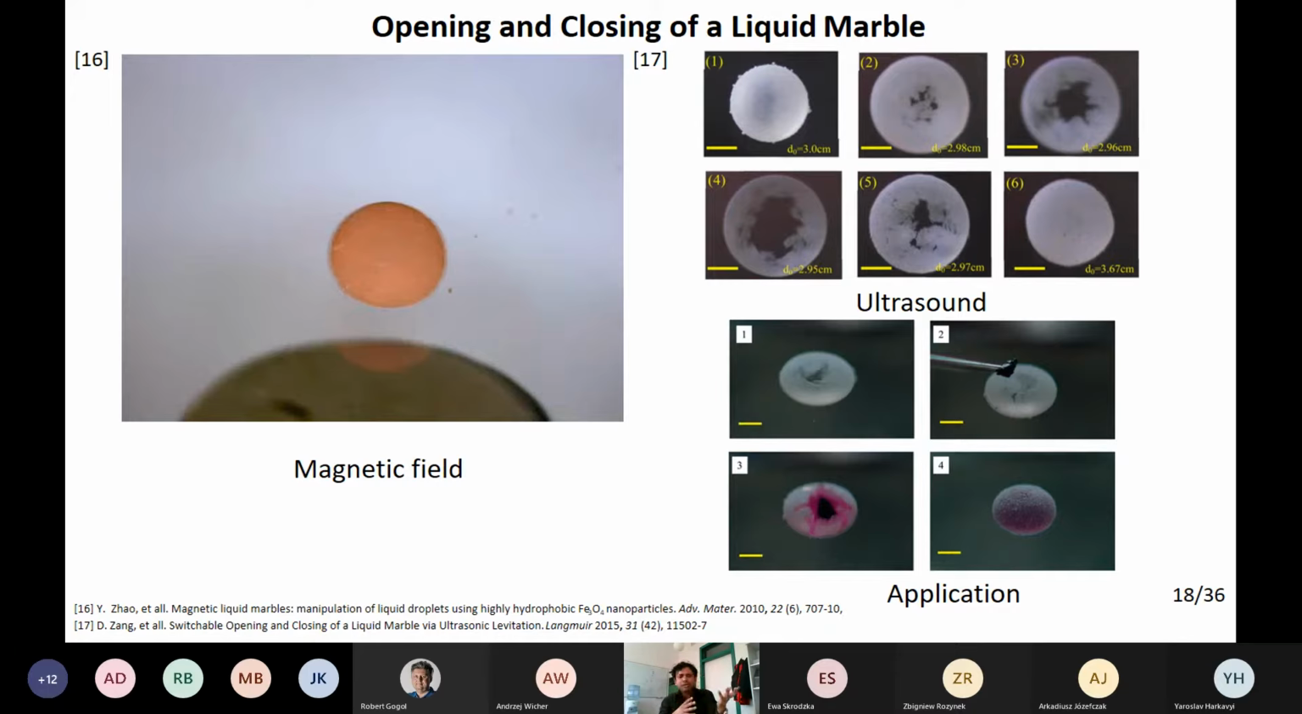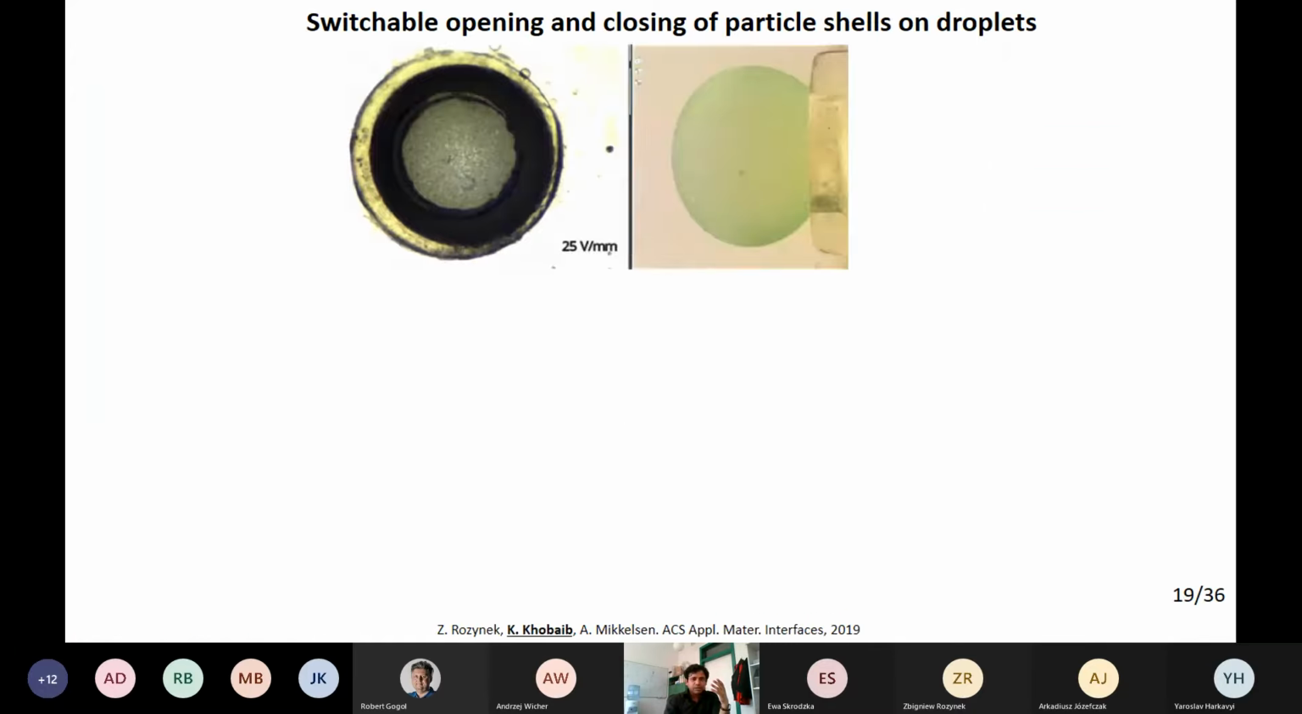Now I want to move to my system, because the idea comes from here. We have the electric field, which can deform the droplet, and we have the electrohydrodynamic flow in our system, which can convect the particles. So we can also get the opening and closing. This is our hypothesis. So now I want to show you the video. This is the perpendicular view. This is the parallel view of the same droplet.